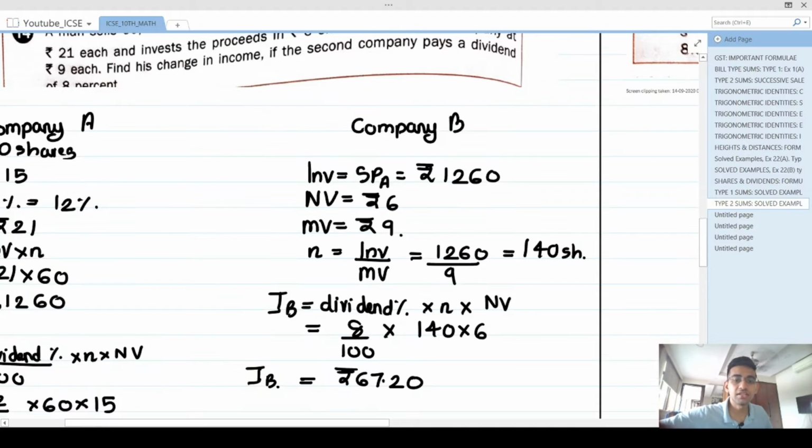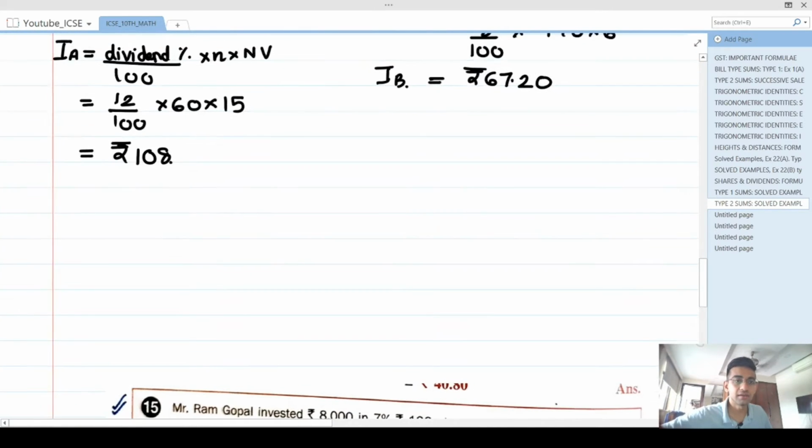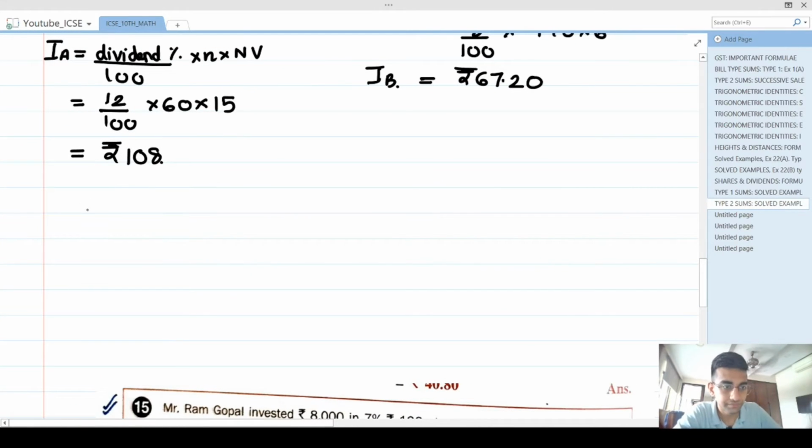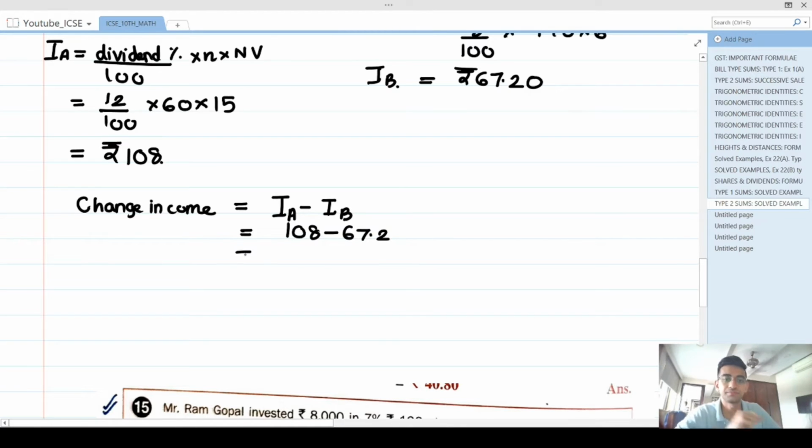So what is the change in income? Let's see the change in income. Change in income is IA minus IB, which is equal to 108 minus 67.2, which is equal to rupees 40.80. This is his change in income, what we were looking for.